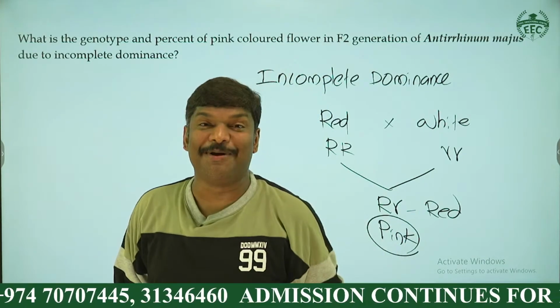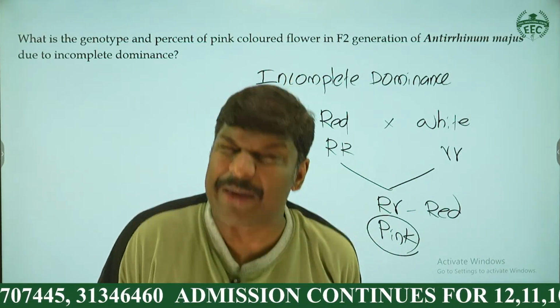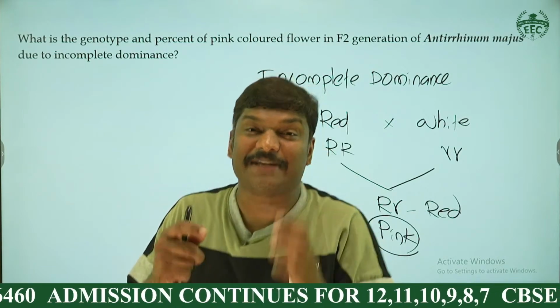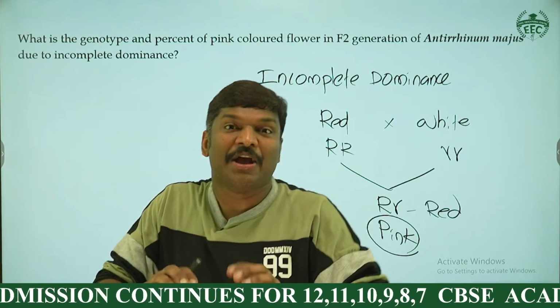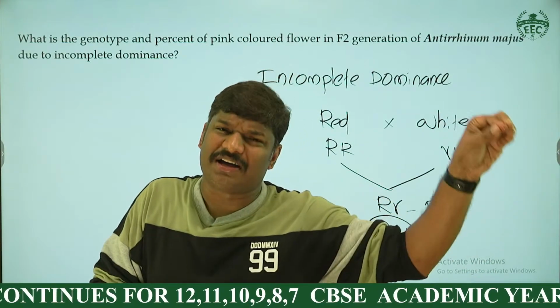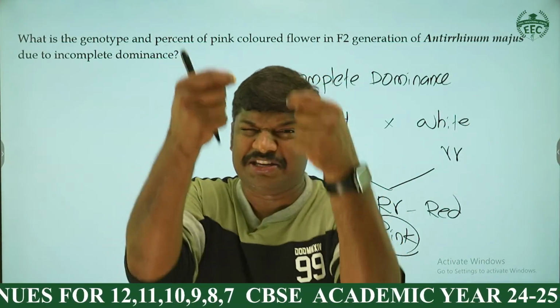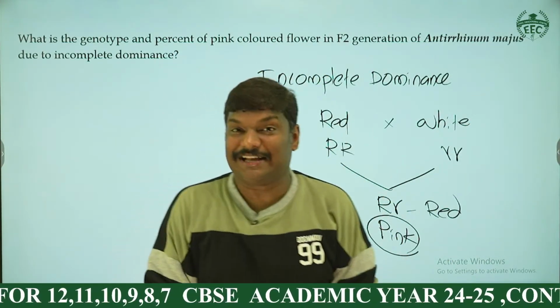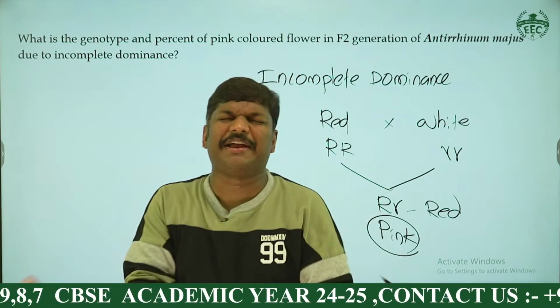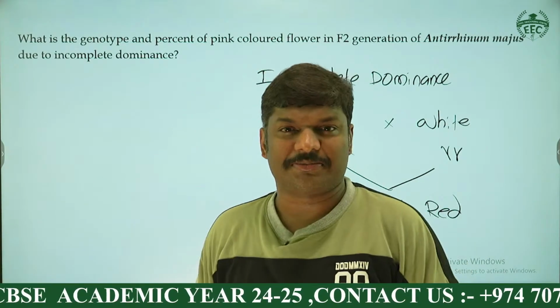What is the second example? Starch synthesis in pea plant is also an example of incomplete dominance. Some plants can make a large quantity of starch, which gives a round shaped seed, and others a wrinkled shaped seed. In between, an intermediate shaped seed appears due to incomplete dominance. These are the two examples given in your textbook for explaining the concept of incomplete dominance.